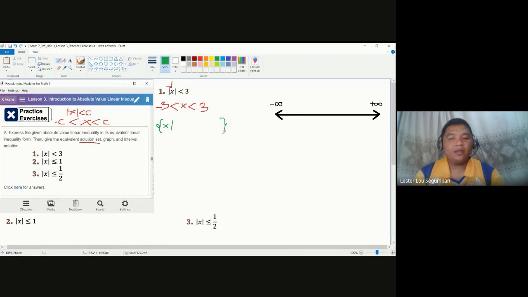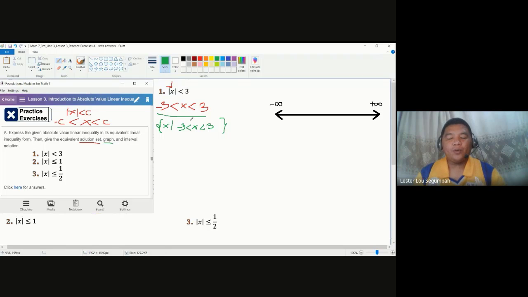Again, there are many ways to present this. Other references have different ways of presenting solution sets in absolute value linear inequalities. But let's just simply copy this notation and place it here, and that would actually complete our solution set. So it is read as values of x such that x is greater than negative 3 but less than positive 3, which is still correct. The second is by graph.